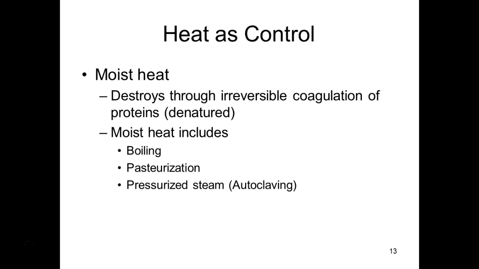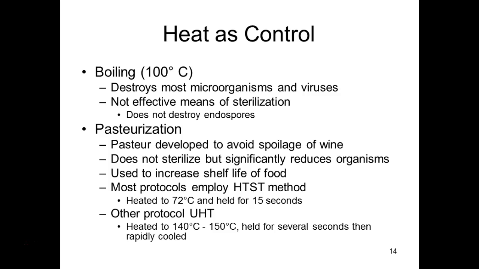So boiling is a form of moist heat. Any liquid that you boil, or anything that you put in boiling liquid. Pasteurization and pressurized steam by autoclaving are all examples of moist heat. So boiling, in order for it to boil, it reaches 100 degrees Celsius or 212 degrees Fahrenheit. This will destroy most microorganisms and even some viruses.